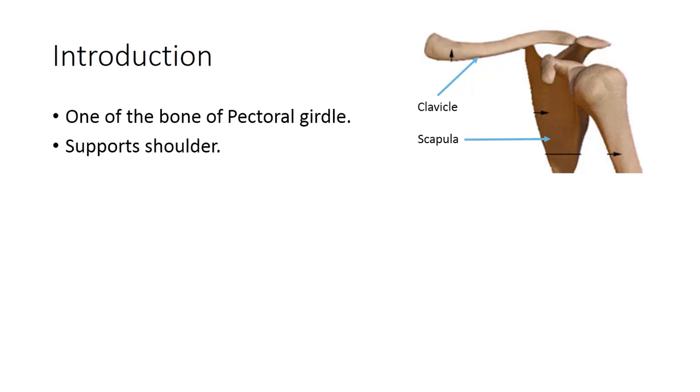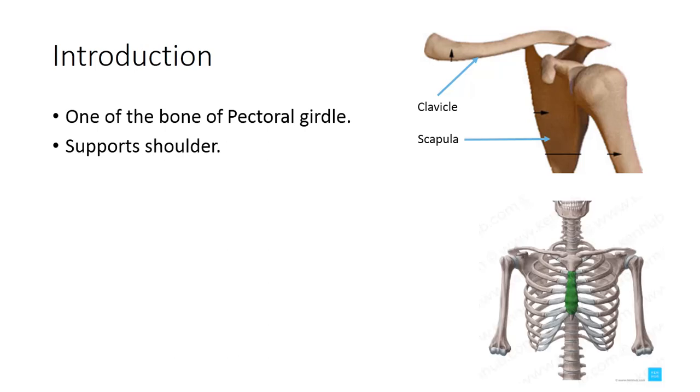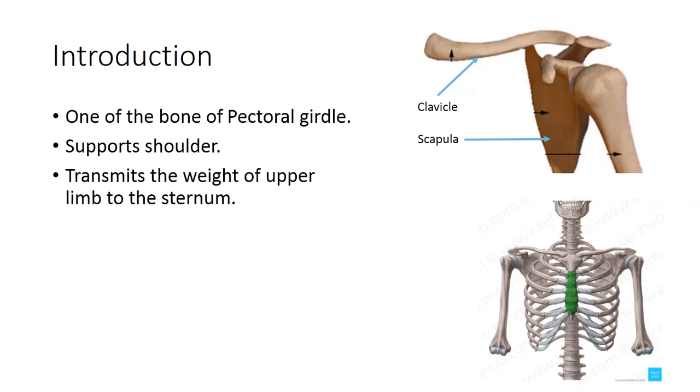It supports the shoulder here and it transmits the weight of the upper limb to the sternum like this. Weight is transmitted to the sternum from the upper limb.